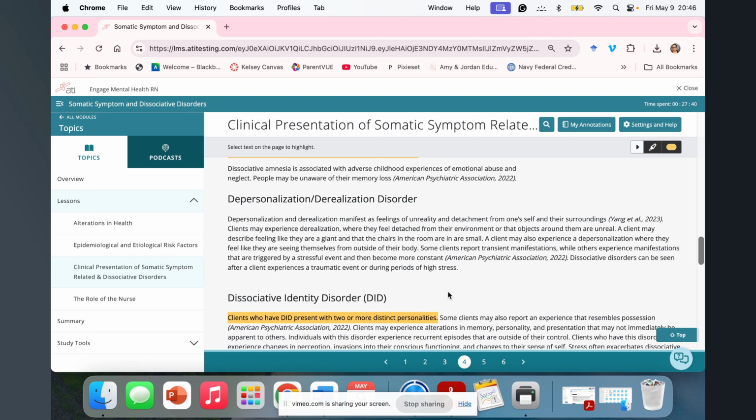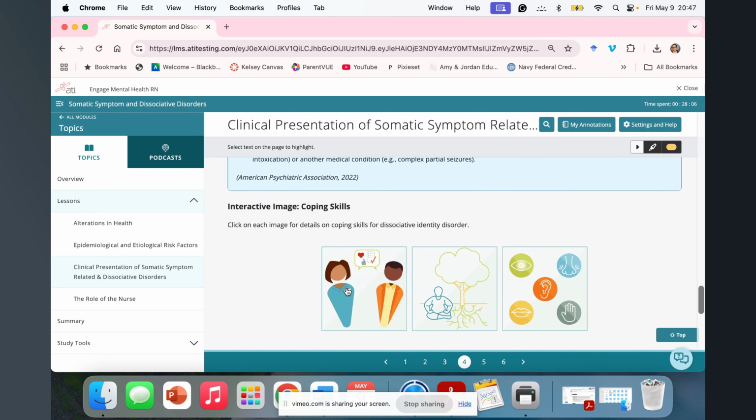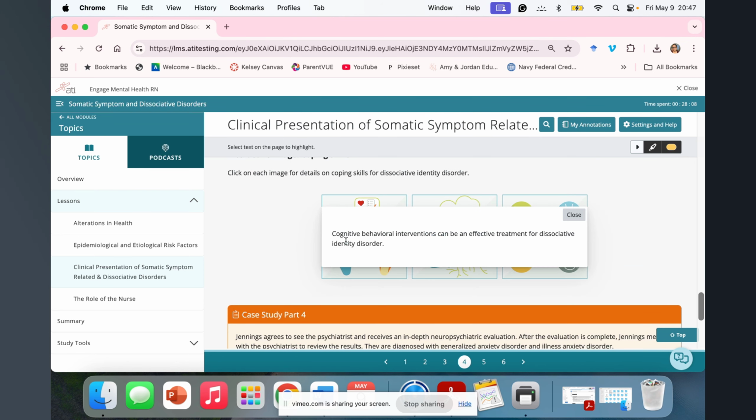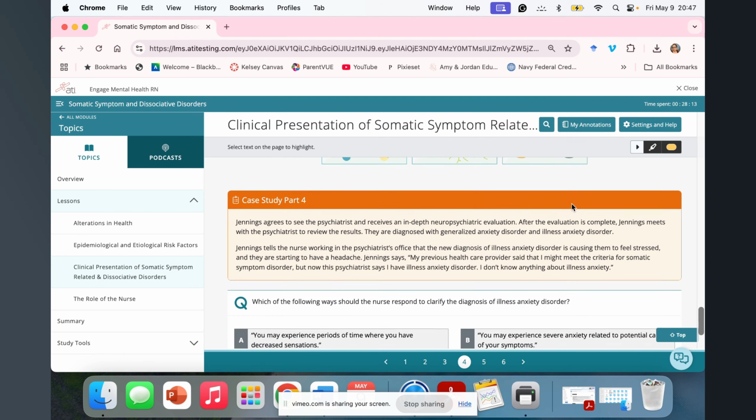Derealization and depersonalization are when they feel detached. Typically with derealization, they feel detached from their environment, or the things that are around them may be unreal. And with depersonalization, this is like a dreamlike state. They feel like they're out of body. It's like an out of body experience kind of thing. Okay. Please make sure that you click on these to look at some of the coping skills. Okay, I'm going to put that on you.